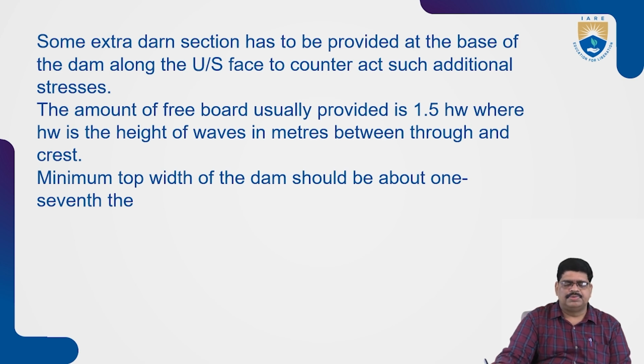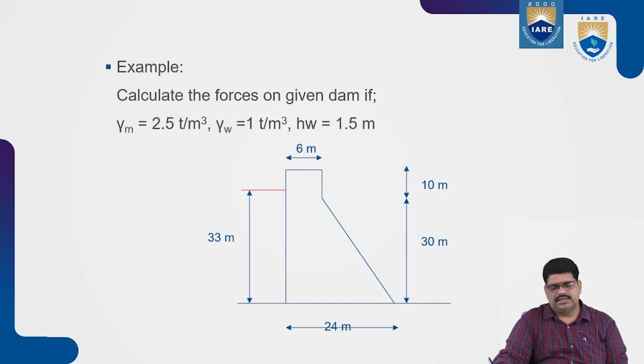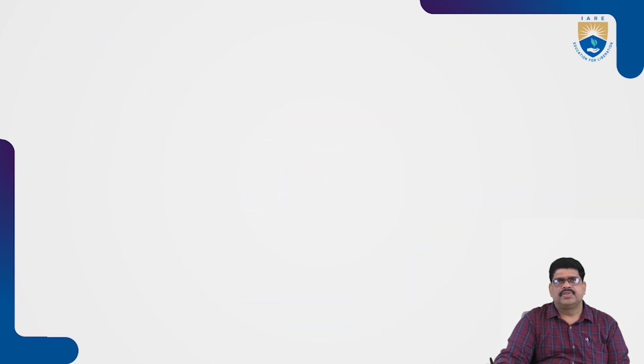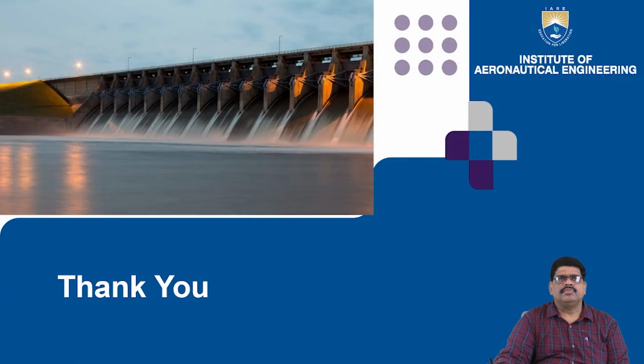The amount of freeboard should be taken as 1.5 HW, where HW is equal to height of the wave in meters between the trough and the crest. The minimum top width of the dam should be about 1/7 of the dam height. See, let us see the example. So this is simply the forces acting on the gravity dam, and what are the forces. Elementary profile and practical profile have been discussed in today's class.